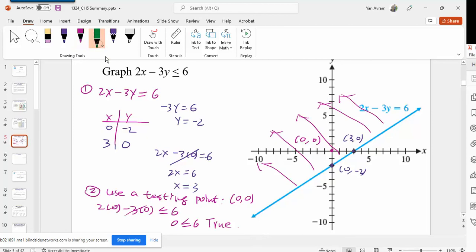Some people ask, what if I plug in (0, 0) and this is not true? If this is not true, the other side is the solution, so you do not need to retest again. If it's true, this side is the solution. If it's not true, the other side is the solution.